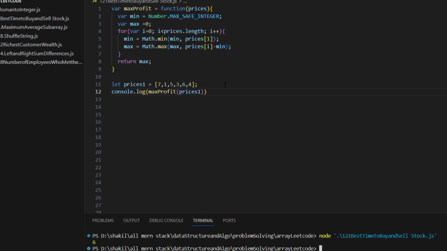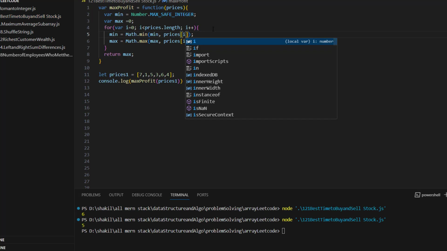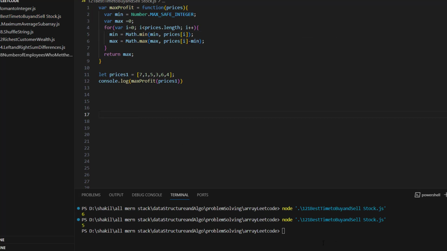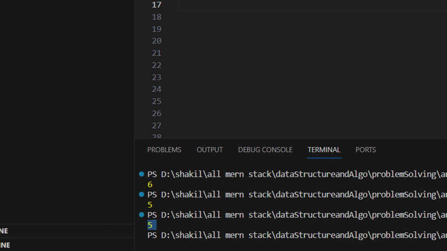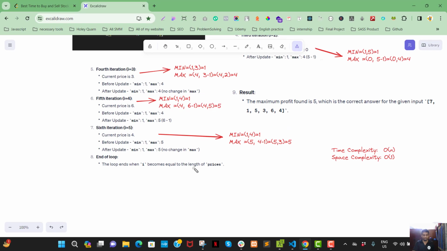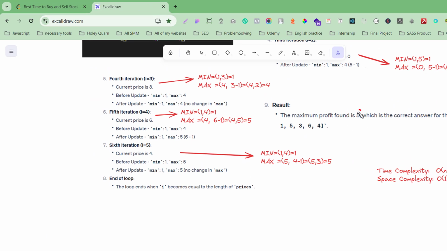Why is it wrong? Sorry, I have given 1 here instead of i. That's the problem. It's a bit of a typo, no worries. So now, yeah, we are getting 5. So 5 is the expected output. You see, it's 5.